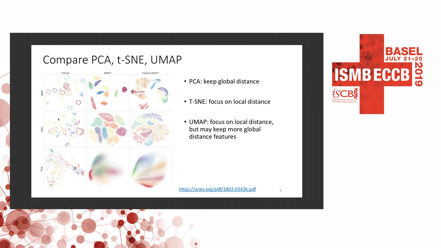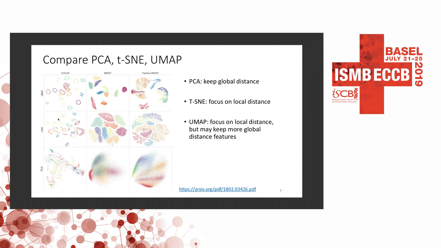The last row is the result of PCA. You can see that PCA cannot separate different clusters very well. The columns are three different data sets. The first row is the result of UMAP, and the second row is the result of t-SNE.